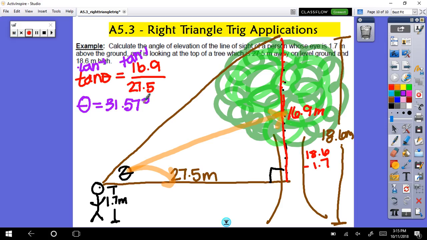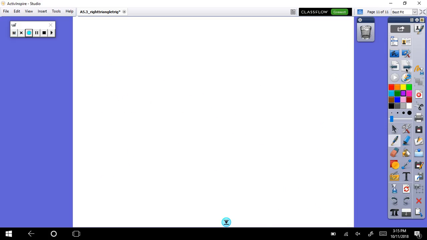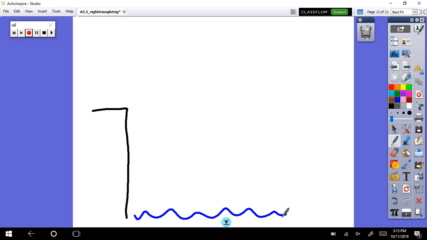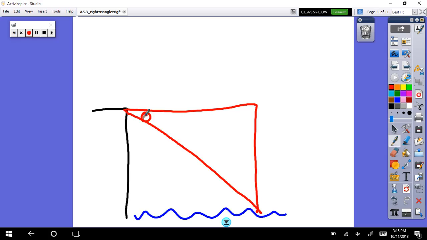Angle of depression problems are just going to be turned upside down. Let me draw you a quick example, then I'll set you loose. Say you have somebody standing at the Grand Canyon, looking down at a river. The angle of depression would be drawn from there down to whatever spot the person wants to look at. Be sure you pay attention whether you're drawing angle of elevation or angle of depression. Depression would be turning your head down towards something. Elevation would be turning your head up towards something.